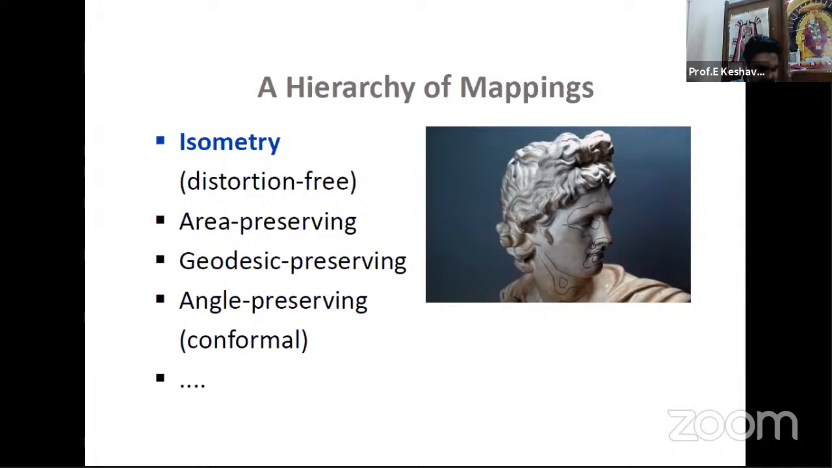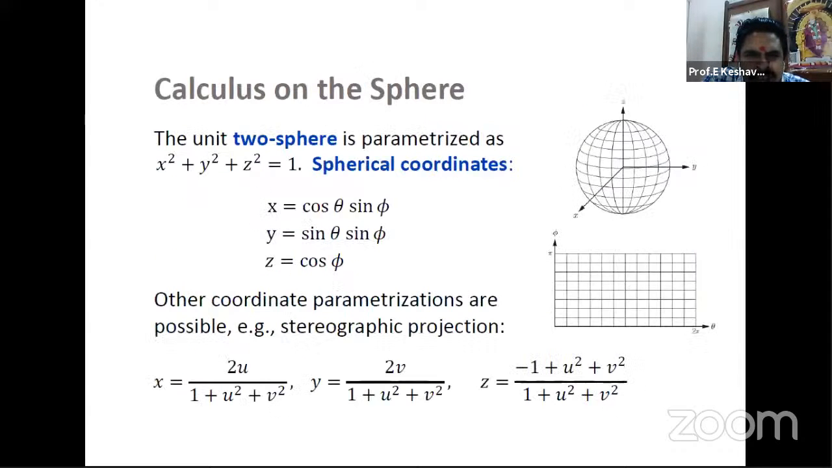That is area preserving. Geodesic preserving: in mathematics, specifically in differential geometry, a geodesic map or geodesic diffeomorphism is a function that preserves geodesics. So that is geodesic preserving. Angle preserving: in mathematics, a conformal mapping is a function that locally preserves angles, but not necessarily lengths. More formally, the angle preserving means a conformal mapping is a function that locally preserves angles. So this is the hierarchy of the mapping we are going to see today.